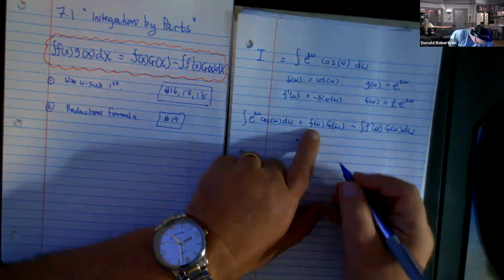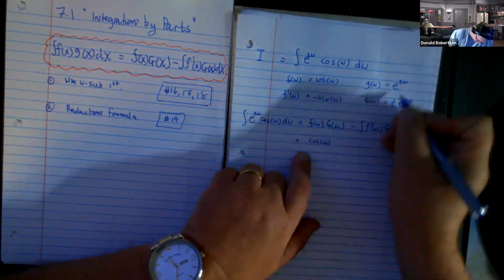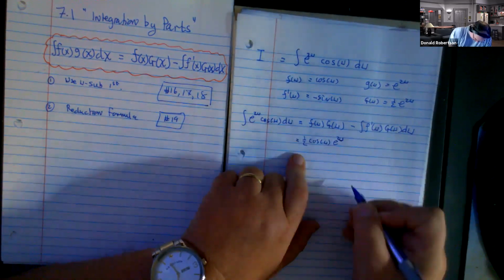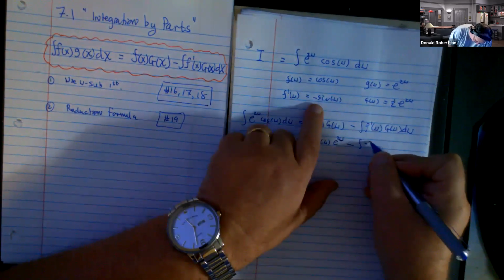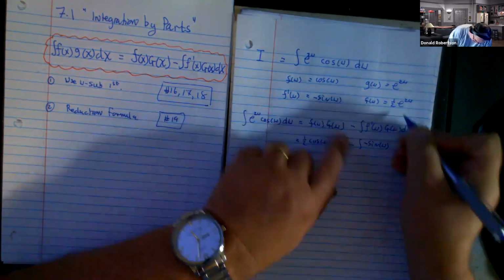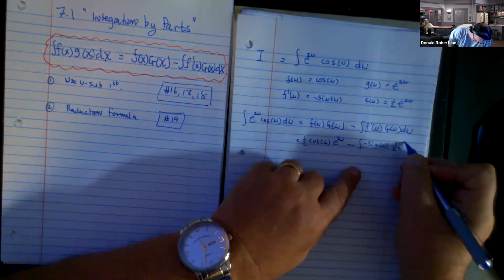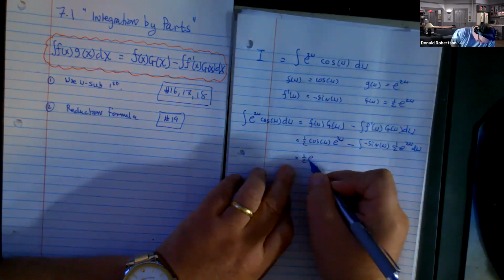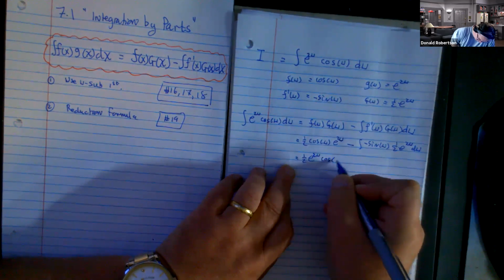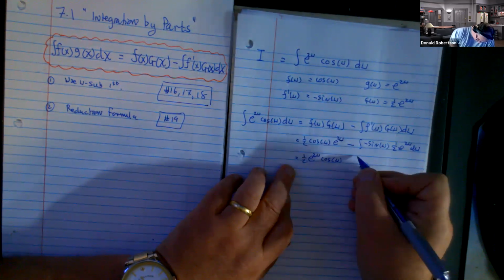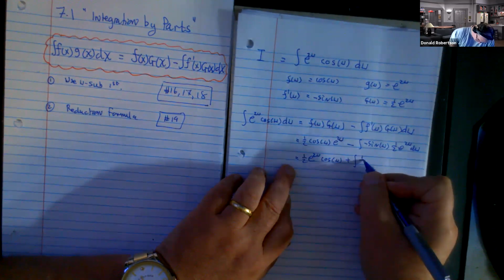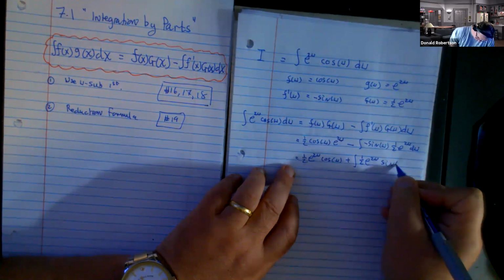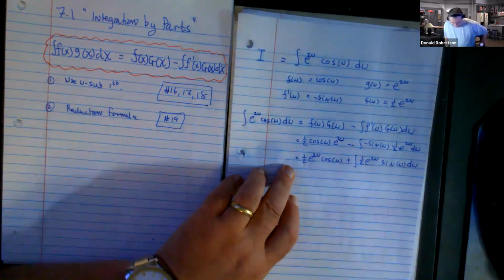And this guy is cosine u, and this guy is 1/2 e to the 2u. Okay, that's good. Take away the derivative, which is negative sine u, and that guy is 1/2 e to the 2u du. So I'll just make it tidy. It's 1/2 e to the 2u cosine u. Those two negatives cancel out. You get a plus, and you get 1/2 e to the 2u sine u du.